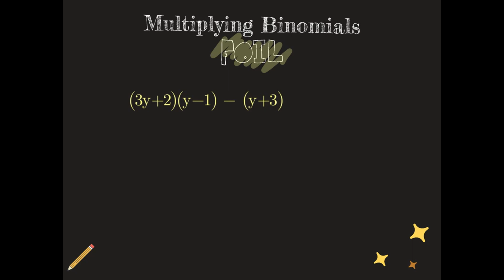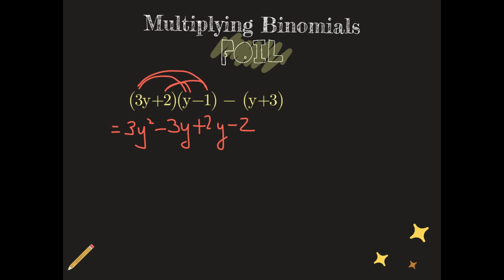So hopefully by now you guys are getting the hang of it. I'll do it a little bit more quickly. First is 3y times y is 3y squared. Outer would be 3y times -1, which would be -3y. Inner would be 2 times y, which would be positive 2y. And then last would be, and I know the color is all the same, so hopefully you're following along, positive 2 times -1 is -2.